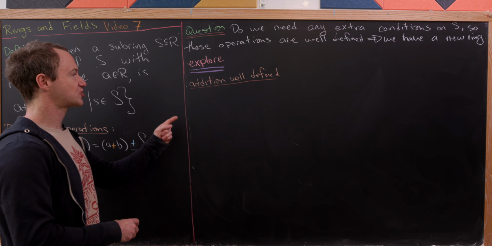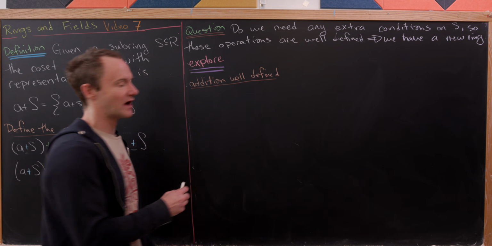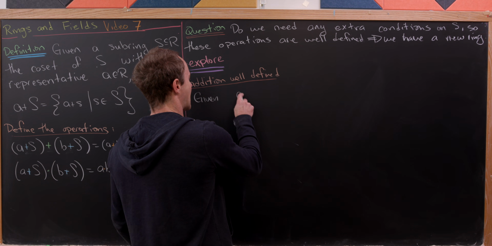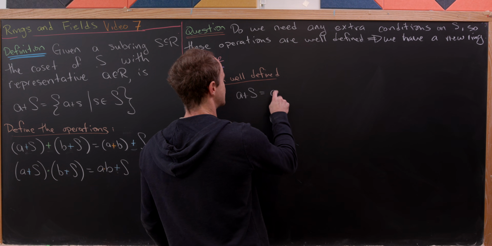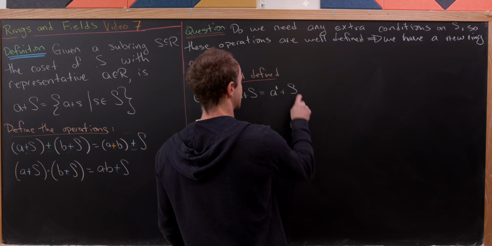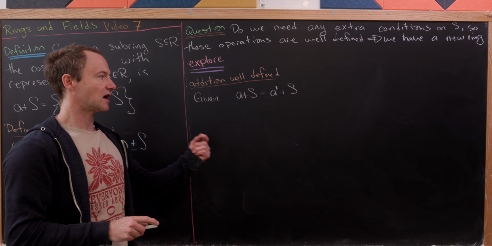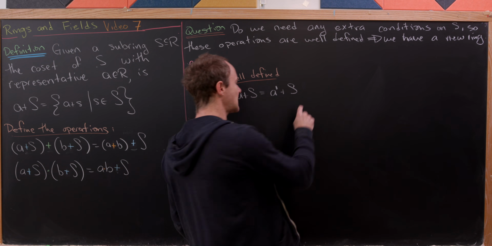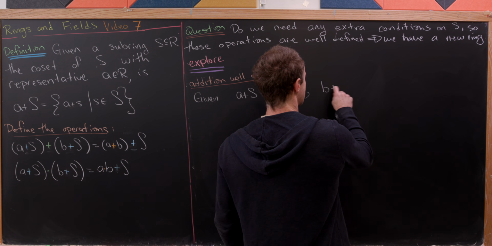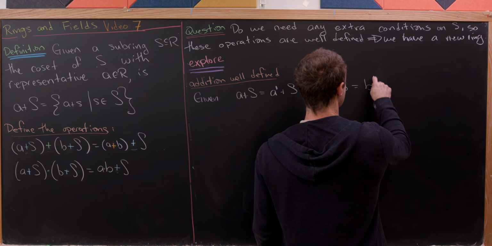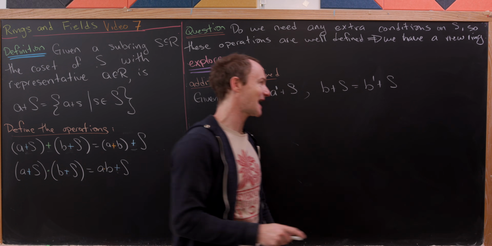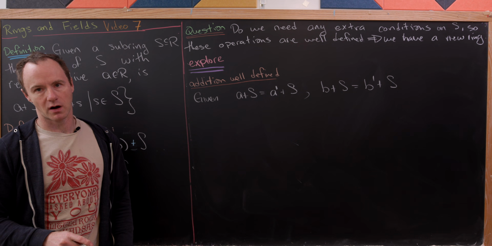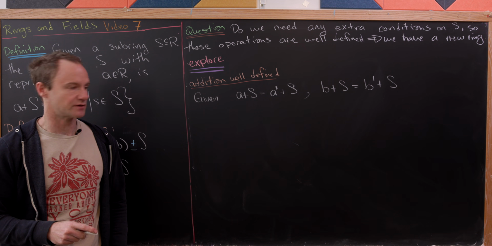Okay, so let's start by showing that addition is well defined. So let's say that we are given that A plus S is equal to A prime plus S. So that means we've got a coset with representative A and A prime. And then let's say we're also given that B plus S is equal to B prime plus S. So we've got a second coset where B and B prime are two different representatives for this coset.